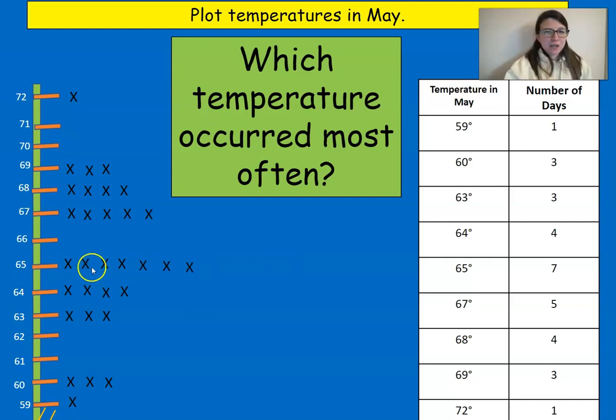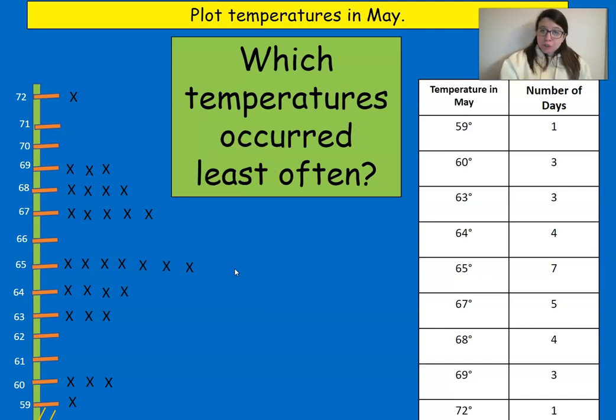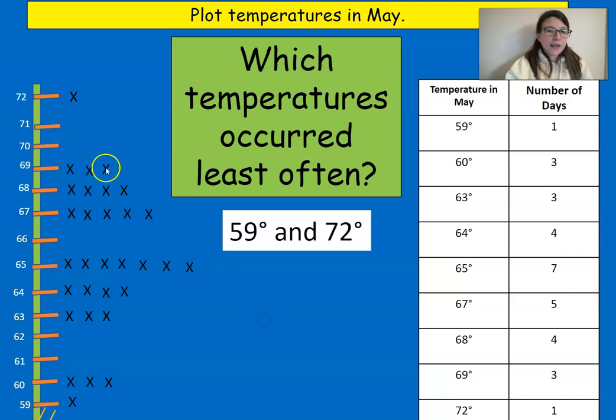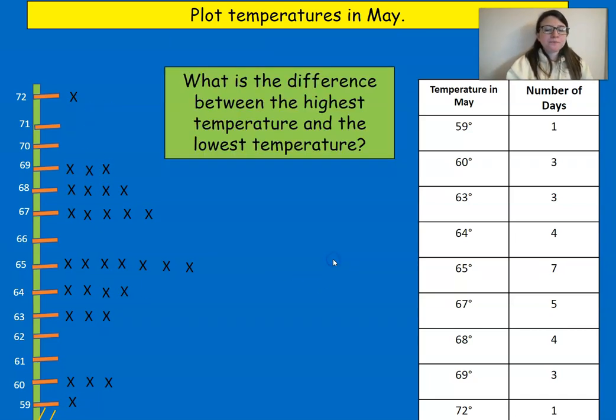65 degrees. Awesome job. You can see that very clearly in our line plot. Which temperatures occurred the least often? Remember, least means smallest. There's a couple that have the same amount. So which temperatures occurred the least often? Yes, we have 59 degrees with one day and 72 degrees with one day. You can see that they're on the ends of our chart, showing that these are not very common temperatures in May. Really cold, really warm.